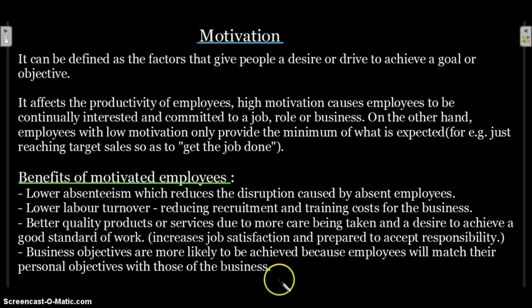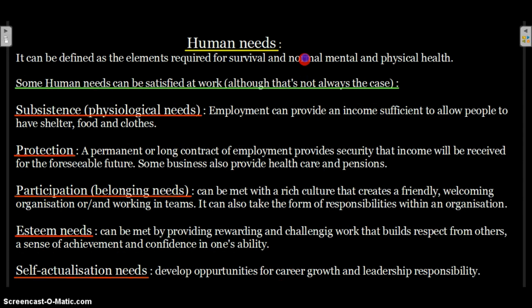Then moving on, we have human needs. What are human needs? Basically, they can be defined as the elements required for survival and normal mental and physical health. So anything that is required for survival, for your mental health and your physical health, those are basic human needs. You can say food, water, clothes, a healthy social life for mental and physical health, maybe some activities and so on. So all these are human needs.